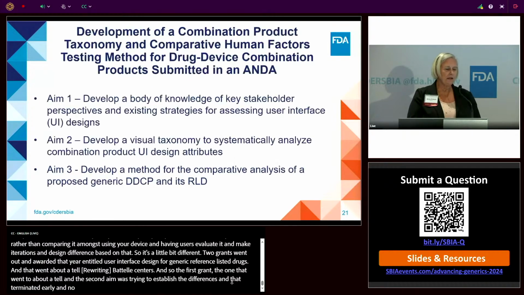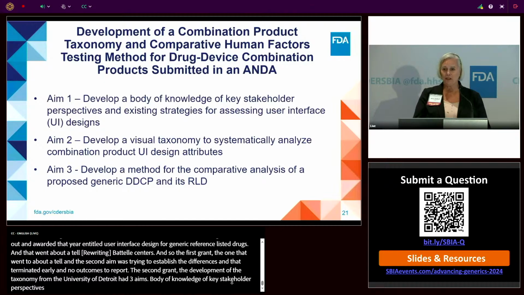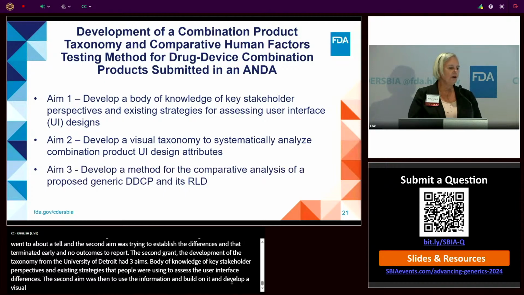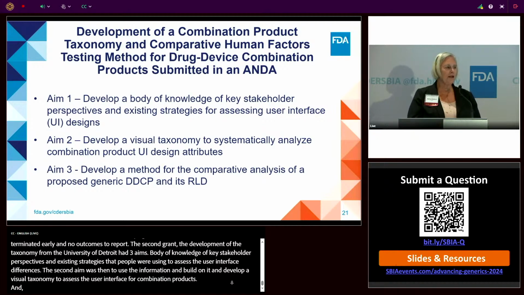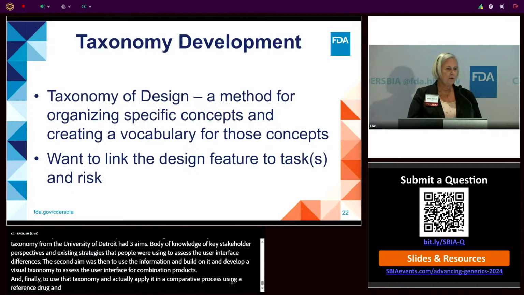The second grant, the development of the taxonomy from the University of Detroit, had 3 aims. The first one was to develop a body of knowledge of key stakeholder perspectives and existing strategies that people were using to assess the user interface design differences. The second aim was then to use that information and build on it and develop a visual taxonomy to assess the user interface for combination products. And finally, to use that taxonomy and actually apply it in a comparative process using a reference drug and a generic drug. So what is a taxonomy?